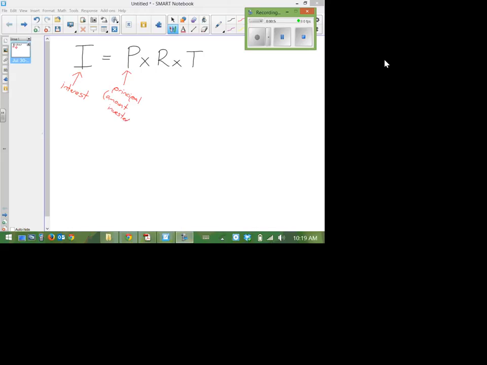The amount invested, or the amount borrowed, depending on whether you're lending money out or borrowing money from someone else. R stands for the rate, which is the interest rate, and you need to express that as a decimal. And T is the amount of time expressed in years.